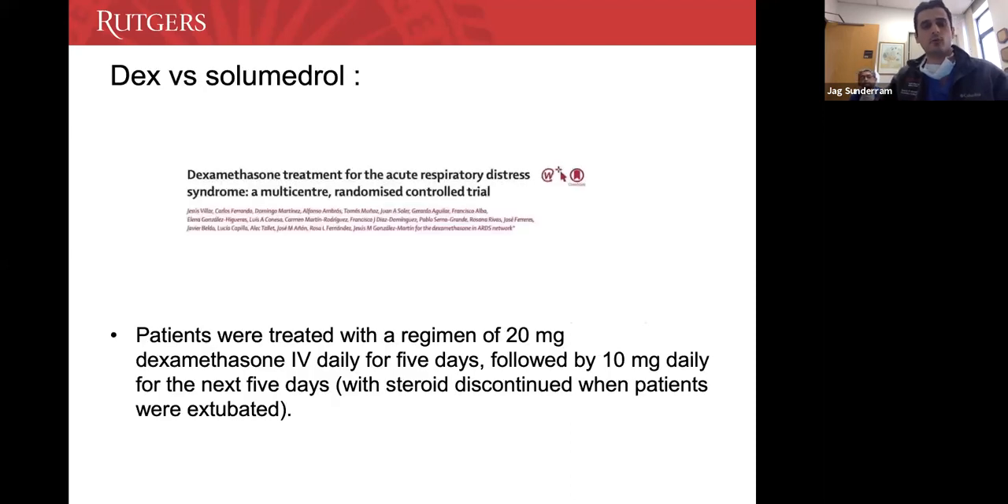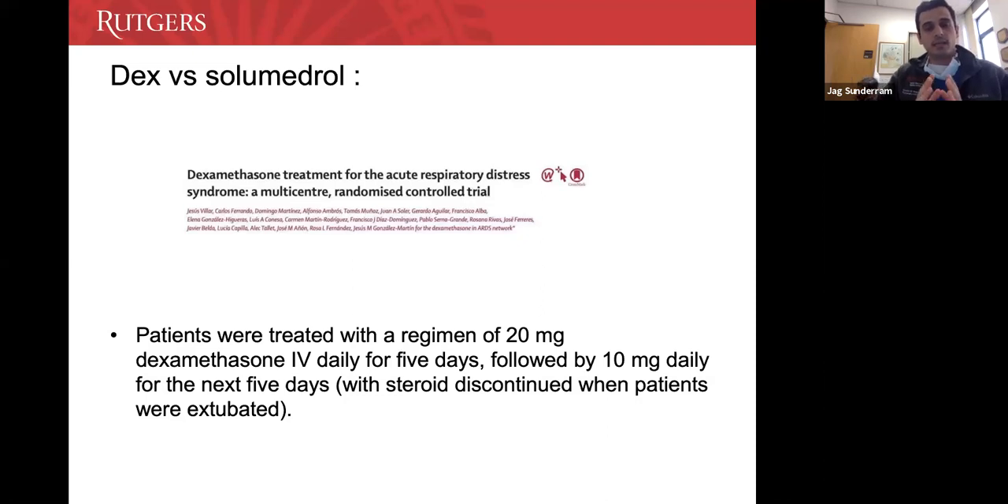And then the second question is, what medication do you want to use? If you've been seeing patients for a while who have COVID-19, you would have noticed by now that some of them are getting dex and some of them are getting Solu-Medrol. The answer to this is, I'm extrapolating from a study that was done in Spain and published earlier in 2020, which was called the DEXA-ARDS trial.